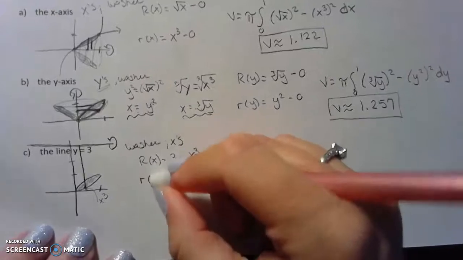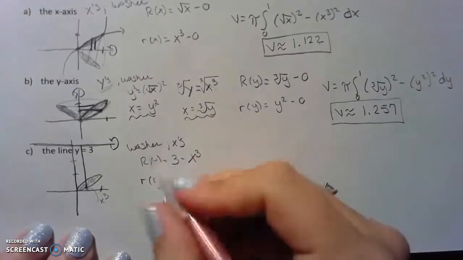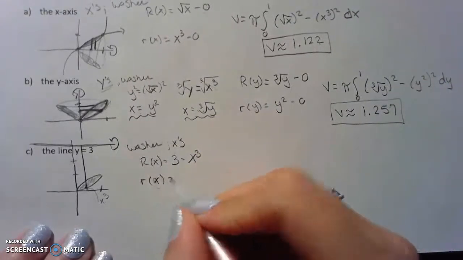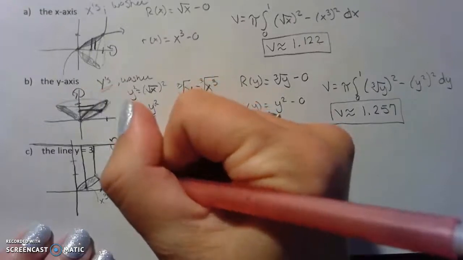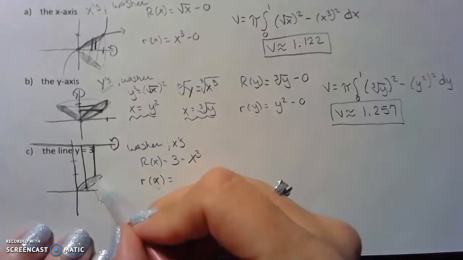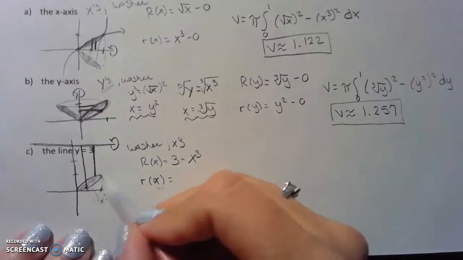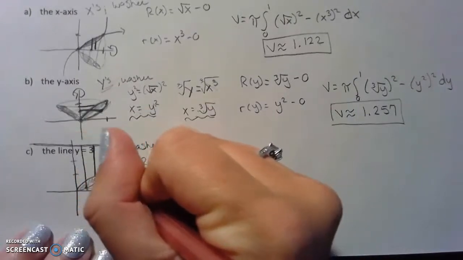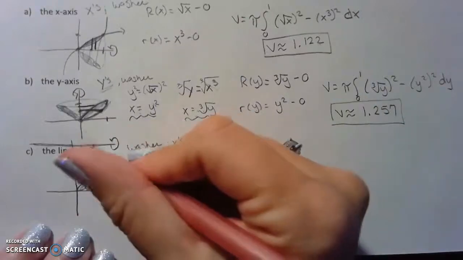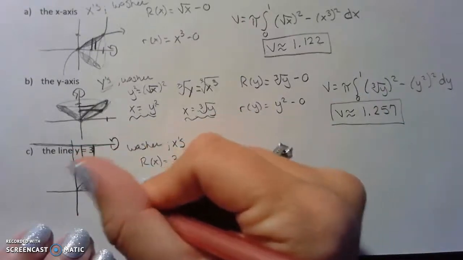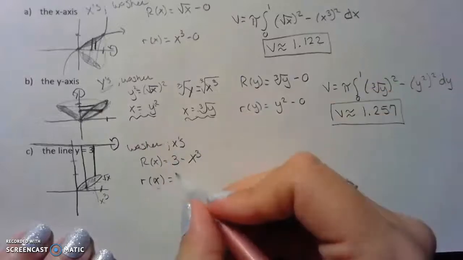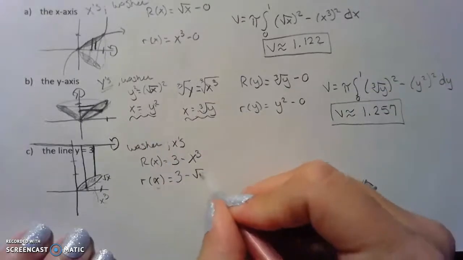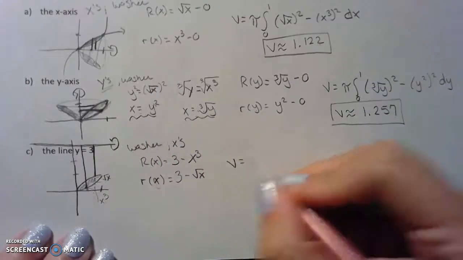Oops, sorry. The inner radius: we're going from the axis that we're rotating to the inside function. This was our square root of x. So this piece down here is actually the square root of x. So we want all of the 3 and take away the square root of x.